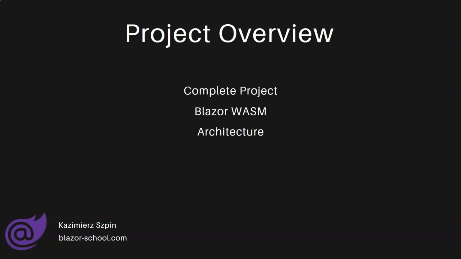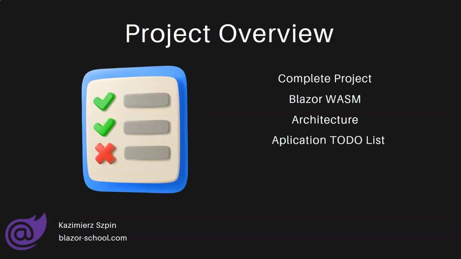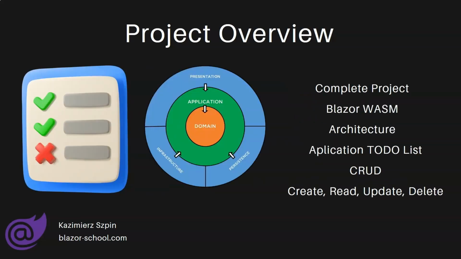Our time is limited, so we will create a relatively simple task management application, a standard to-do list application. A simple CRUD where we will implement data creation, display, update, and deletion. We will use the so-called onion architecture here. Onion architecture, as you saw in the previous lesson, is divided into several layers.